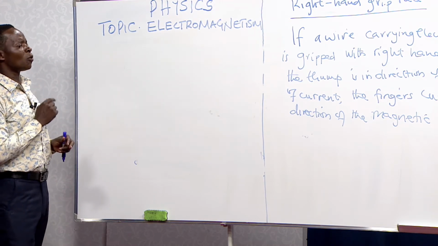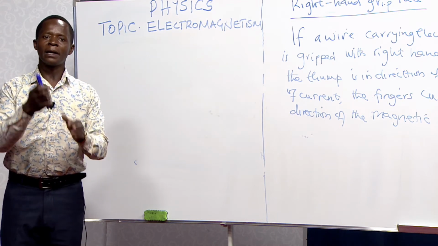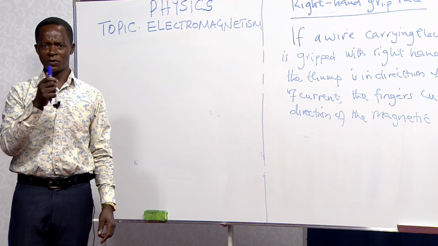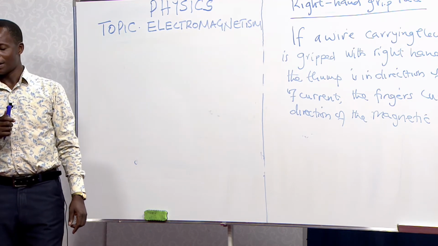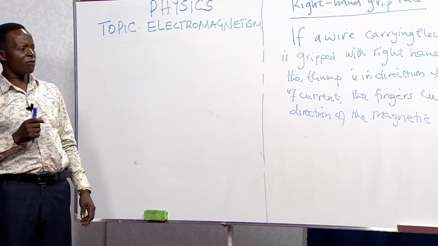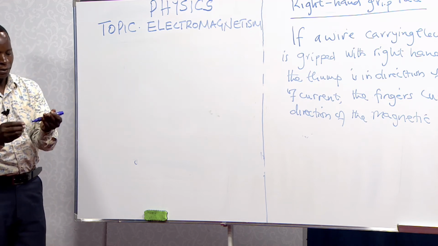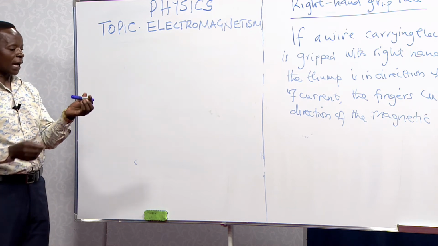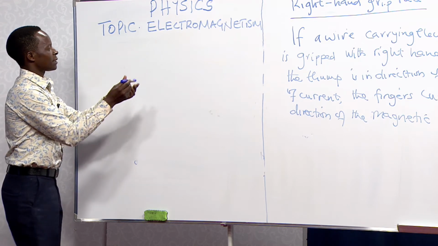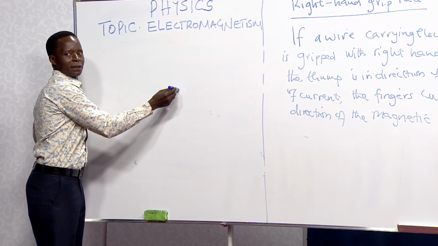We have already drawn one for a wire carrying current, and the current is moving upwards. Hope you still remember that. Now, suppose you have a wire. Let me say this is a wire, and it is carrying electric current, but I imagine it is fixed to the board like this.